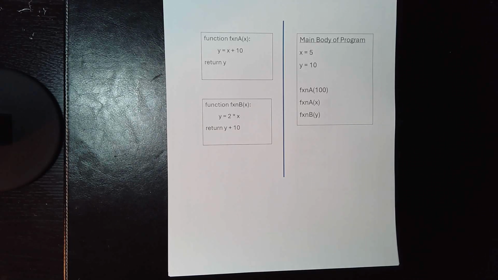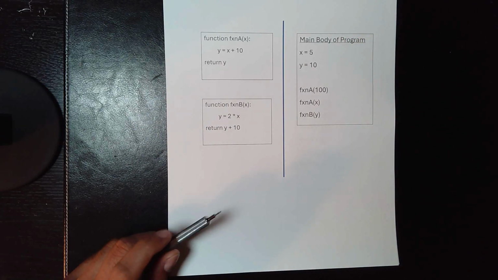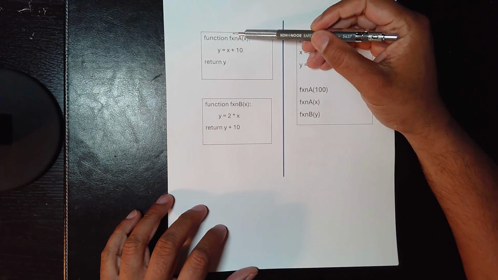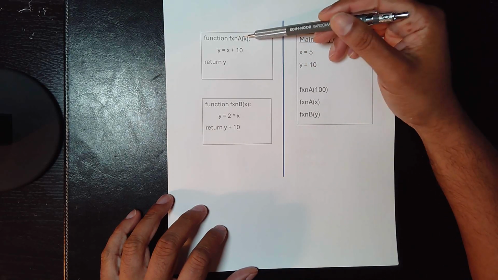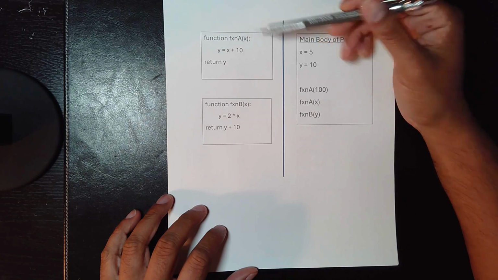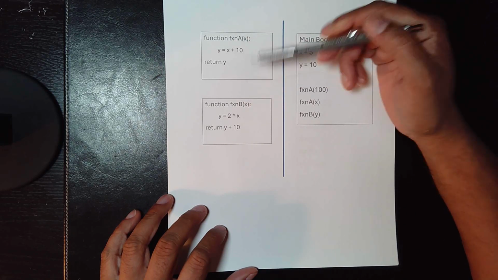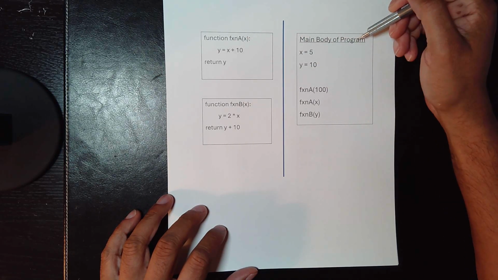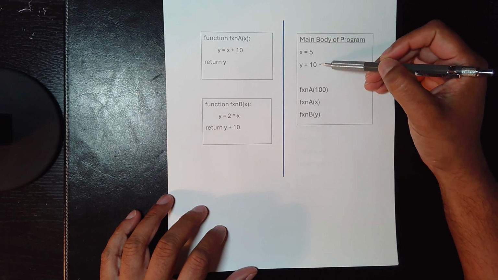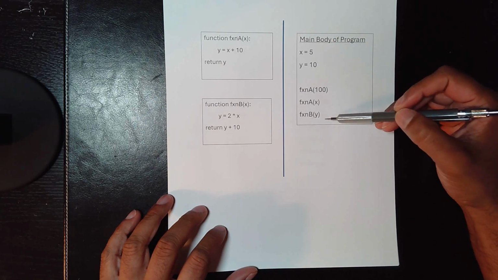Okay, so in this example, we have a one parameter declaration. Function A of x is a single parameter. Again, this one is function B, single parameter. And this is the main body of the program, and we have x equals 5, y equals 10, and then 3 function calls, right? And we'll analyze all these function calls.